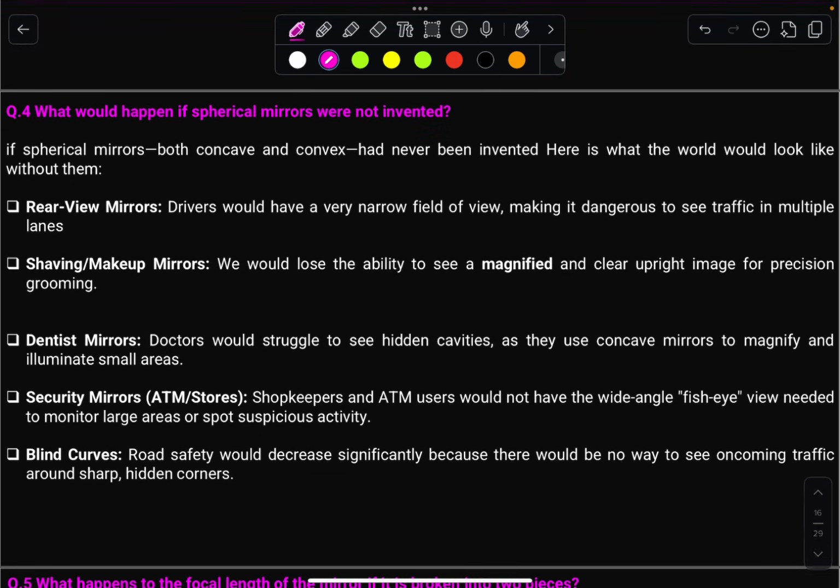Now beta, what would happen if spherical mirrors were not invented? So what are the applications we are using? Okay, this question is very simple. Whatever the applications we are using, you can write just the opposite. This won't happen, this won't happen. Like this I have written here, you can read it, you will get the answer easily.